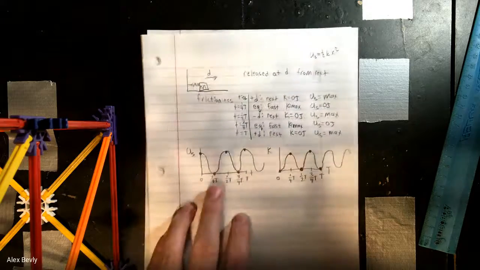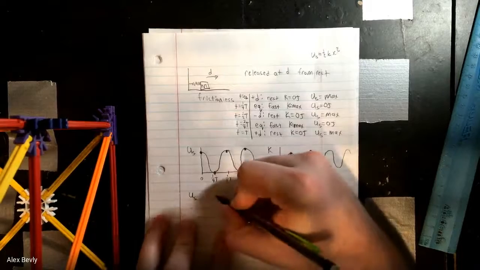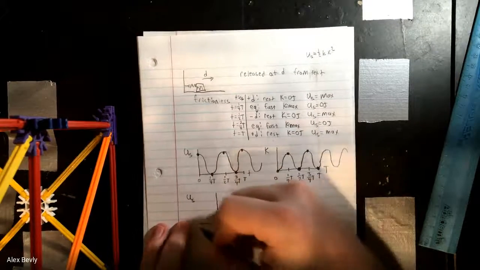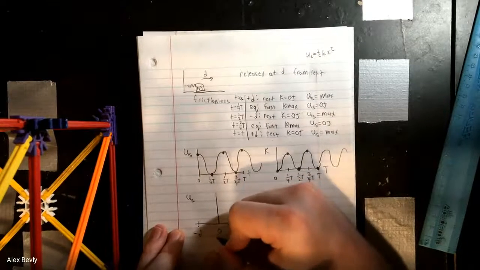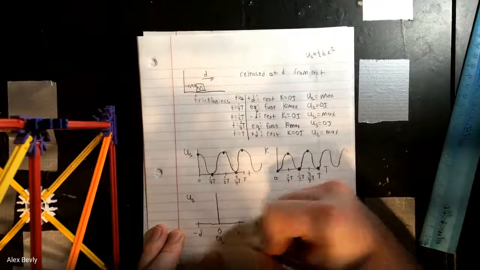But I could also look at energy versus position, right? So I could look at spring potential energy versus position on the graph. So here I only go between position negative amplitude, equilibrium, and my positive amplitude, so positive distance.